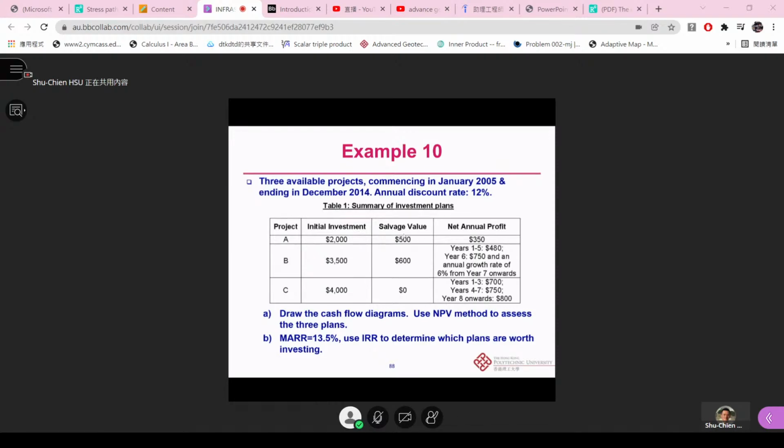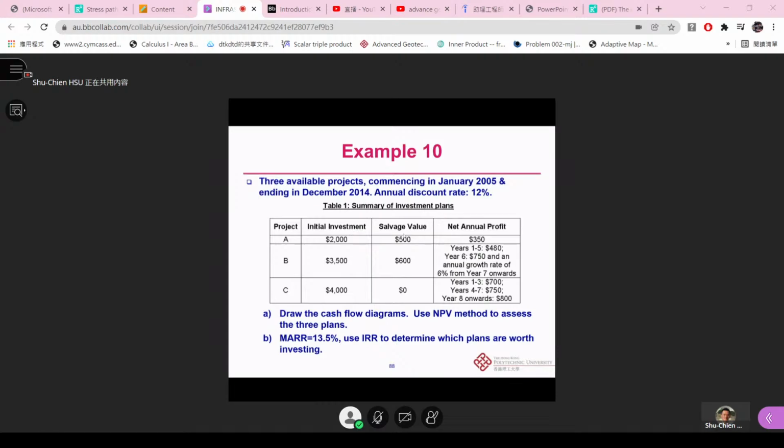This is the so-called salvage value, the remaining value from your asset or from your investment. For this example, we will not only talk about the cost, we also have to consider the net annual profit. So this cash flow will of course be more complex compared with the previous example that we had last week.